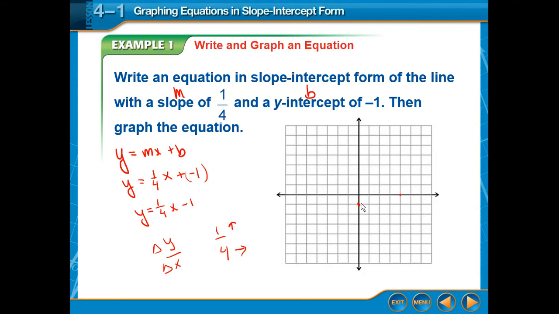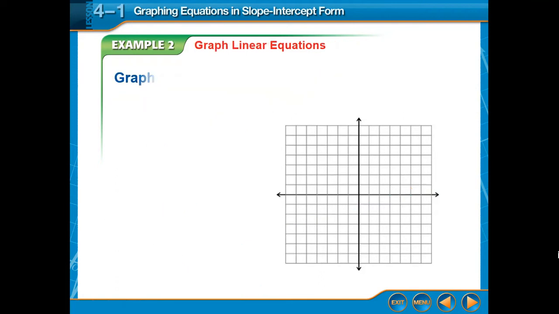We can think of it also as -1 over -4, so down 1 and back 4, and we get that point. You only need to do one, but if you want to do more to help draw your line and make it a little more accurate, because I really struggle drawing a line, especially on this, but you get the idea. You connect your points. And that is graphing a line from slope-intercept form.